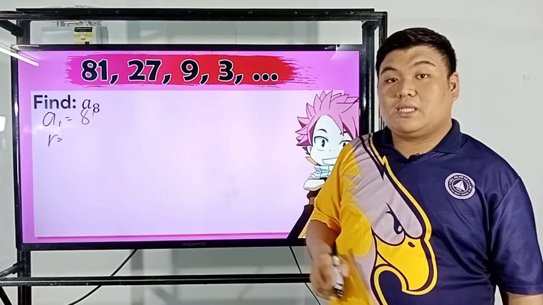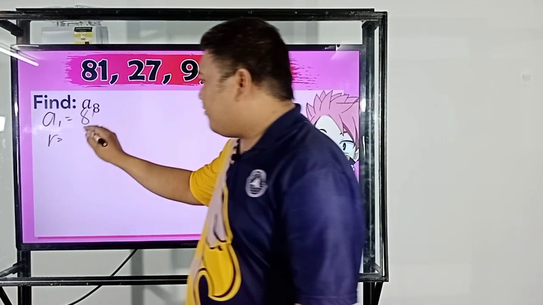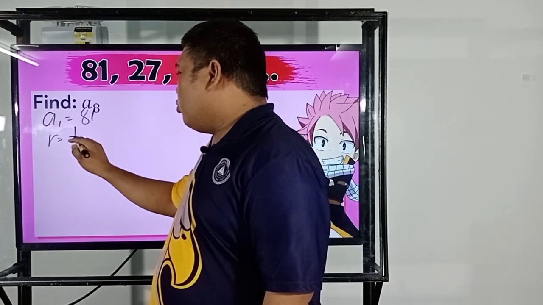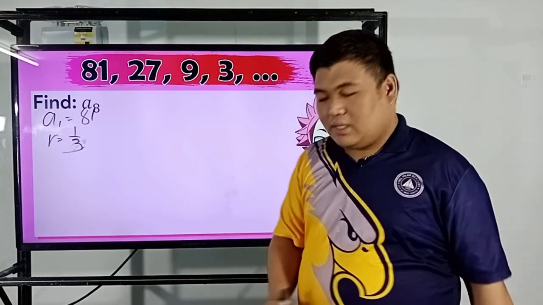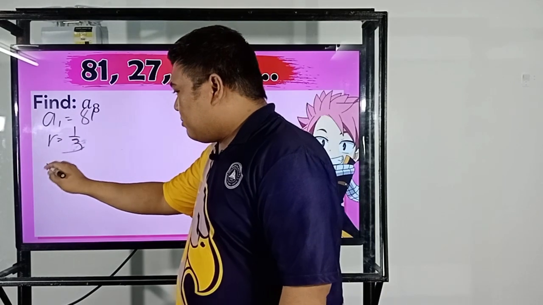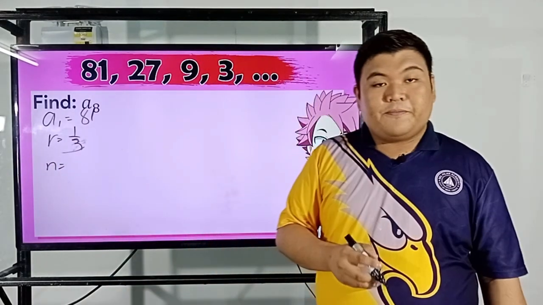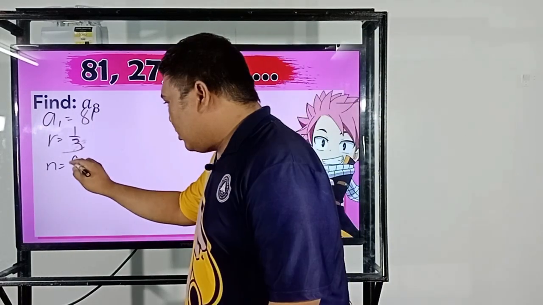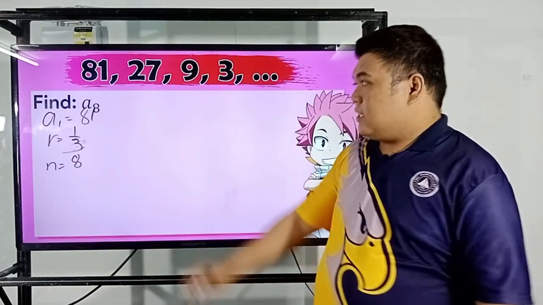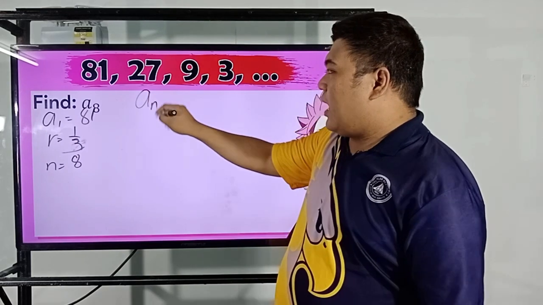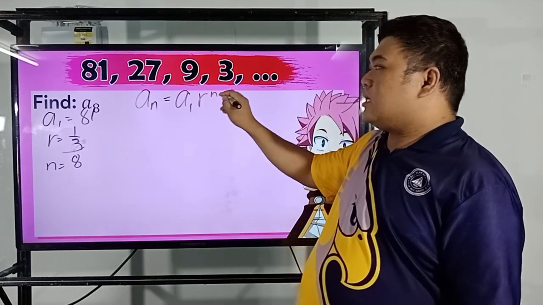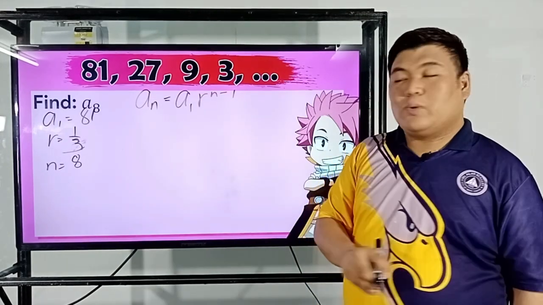3 divided by 9 is also 1/3. So therefore, the common ratio is 1/3. The next, ano ang magiging n? Since ang hinahanap is a sub 8, so therefore, ang n will also be 8. Again, start with the formula. A sub n equals a sub 1 times r raised to n minus 1.